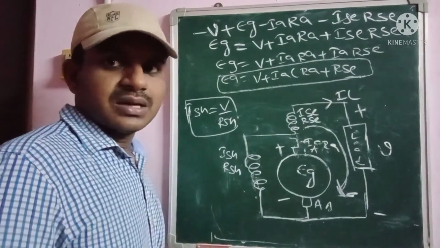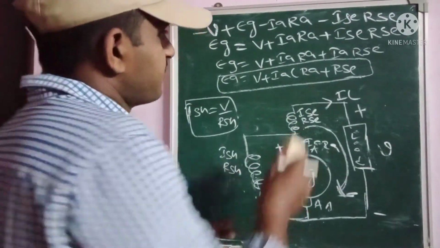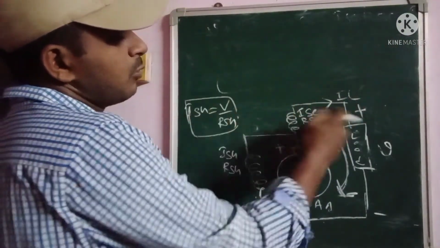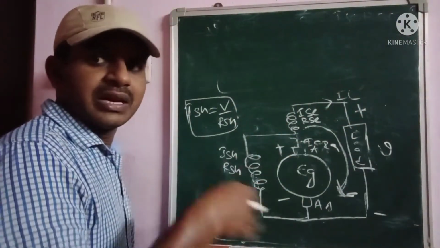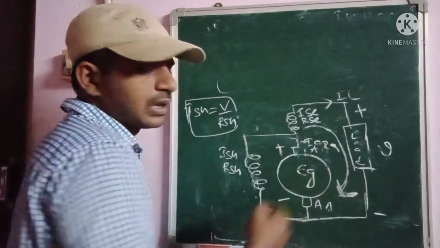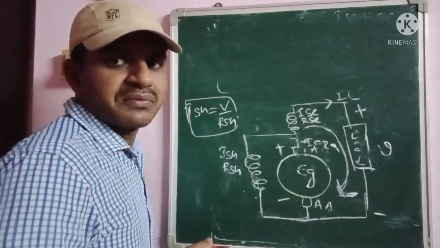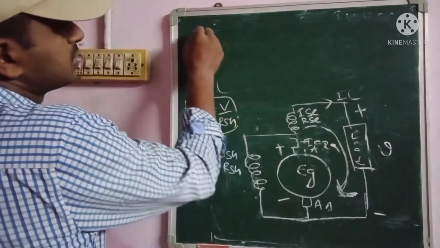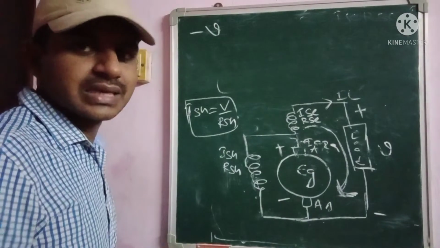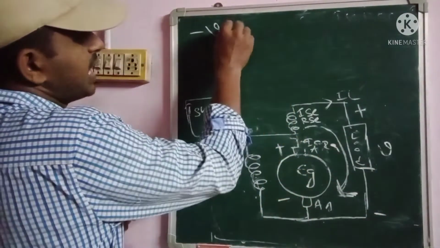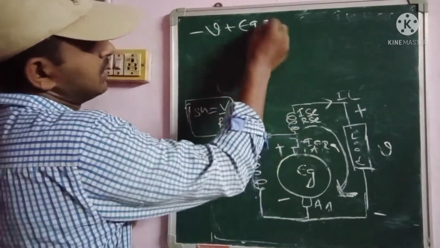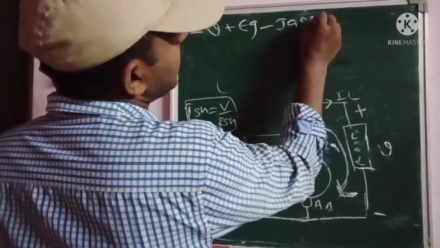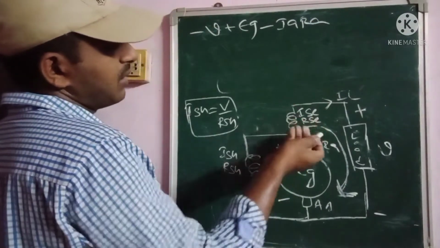So if you want to go for the EMF equation, applying KVL, already known that we apply the KVL equation at the load side in any situation. So what happened here? Minus V, the EMF equation, plus EG, minus IA into RA. Then what happened further?